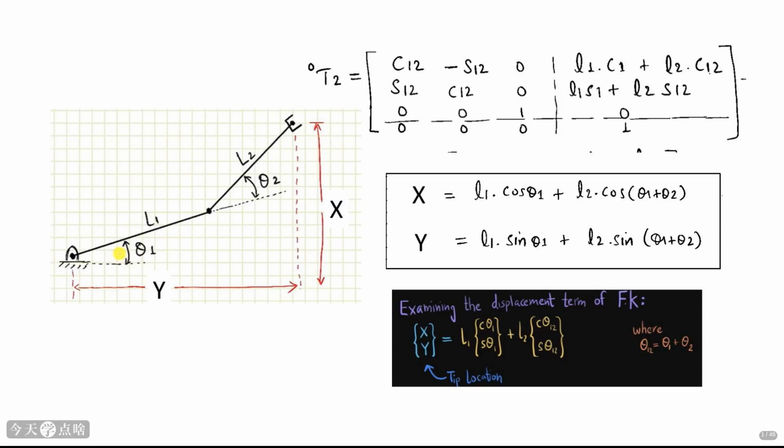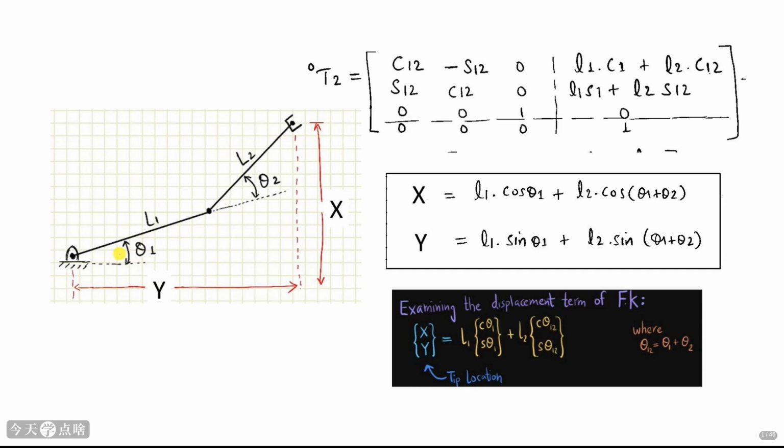Alright, let's dive straight into the fascinating world of robot kinematics. We're looking at how a simple two-joint robot arm moves its end effector, that's the gripper or tool at the end, around in space. This diagram shows the basic setup. Two links, L1 and L2, connected by joints that can rotate by angles θ1 and θ2.